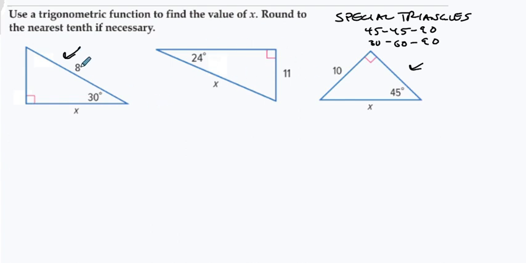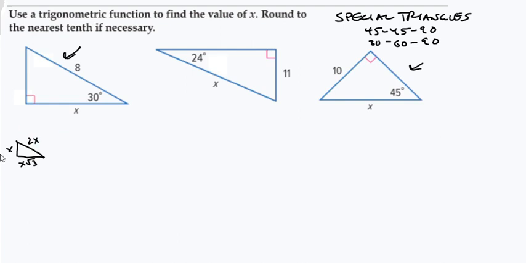Okay, so for this one, we've got to remember what our ratios are. So the general case ratios for a 30, 60, 90: this is x, this is 2x, this is x times the square root of 3. And you look at what they're asking us to find, x, and they're giving us the hypotenuse as well. So what we want to use is the cosine.